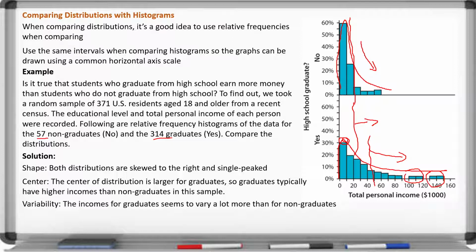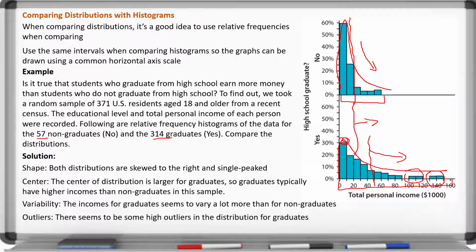Variability. So the incomes for graduates seem to vary a lot. So notice how wide this distribution is compared to this distribution, which is not very wide. And then outliers, as we mentioned earlier, there seem to be some high outliers for graduates. So we had some quite successful graduates who made a large amount of income relative to their other peers.